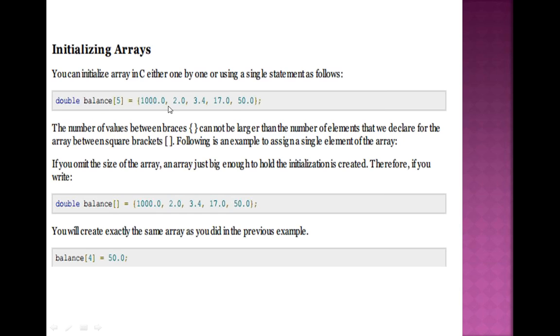So double balance[5] equals these numbers. This says these numbers cannot be larger than this value. If there are 5 numbers, this is 5, and if there are 6 numbers and I am using 5, this gives an error. It means the number of elements cannot be more than what we declare within the square bracket, and vice versa is not true.